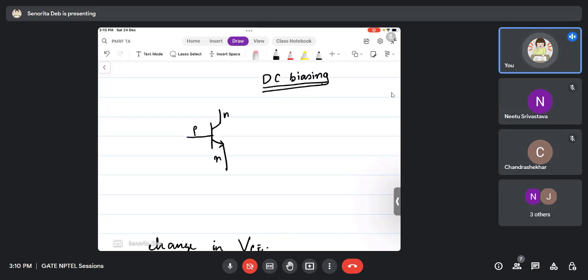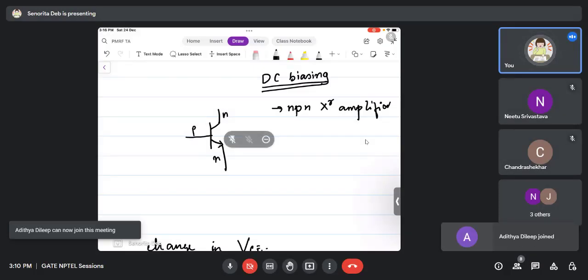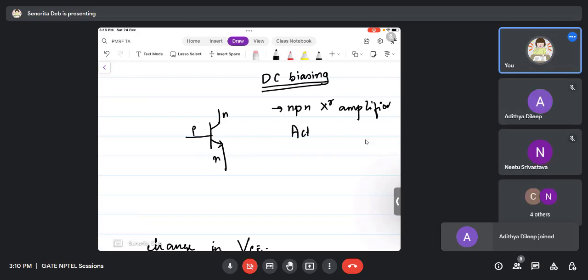Yes. So if you take an NPN transistor and we say that I want to make this NPN transistor behave as an amplifier. Okay. So what we will do, we will have to properly first bias it in active region. We had seen it in last class.